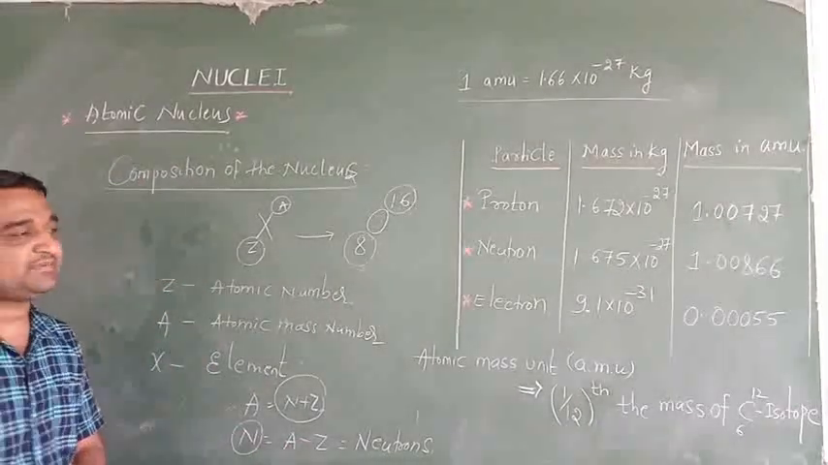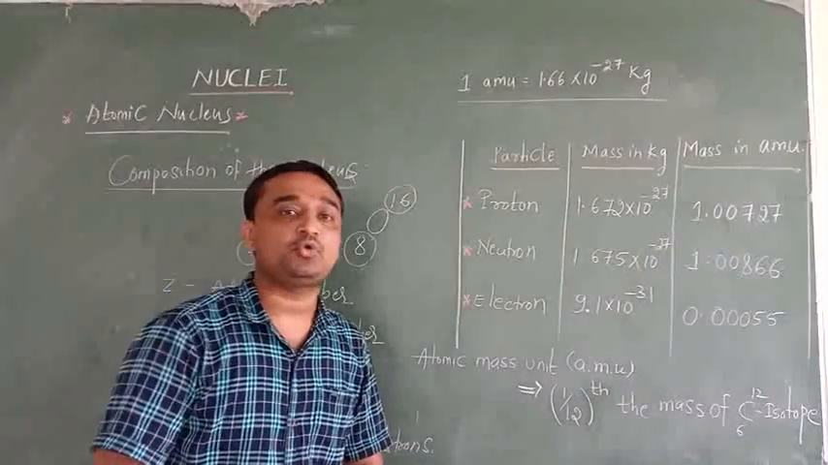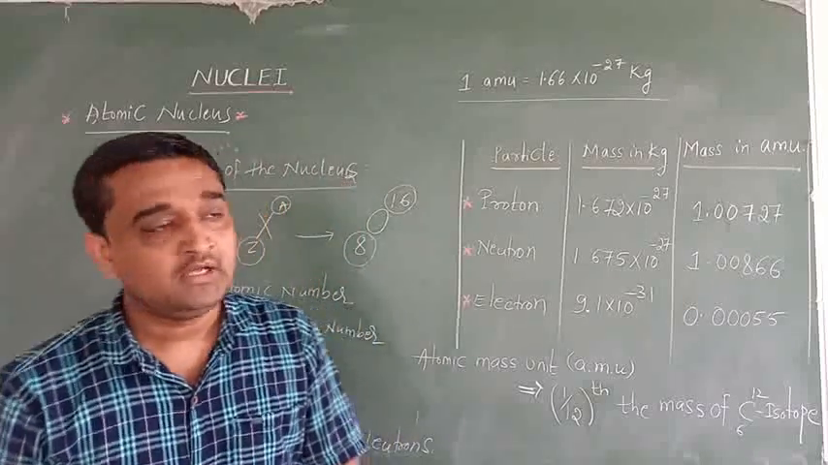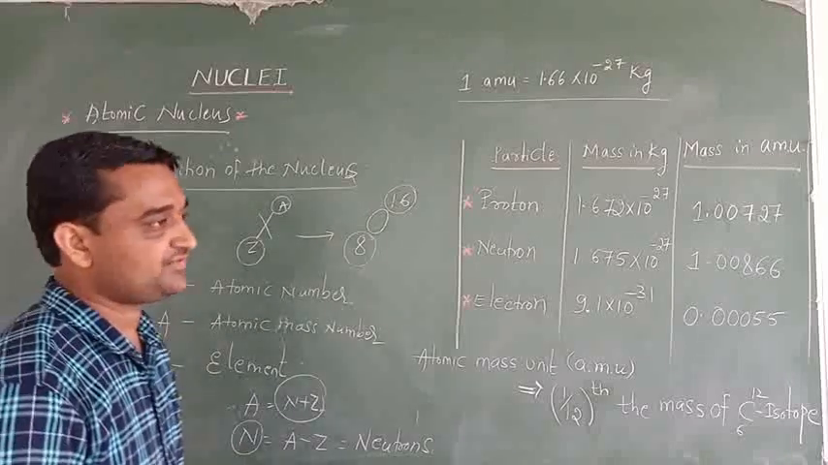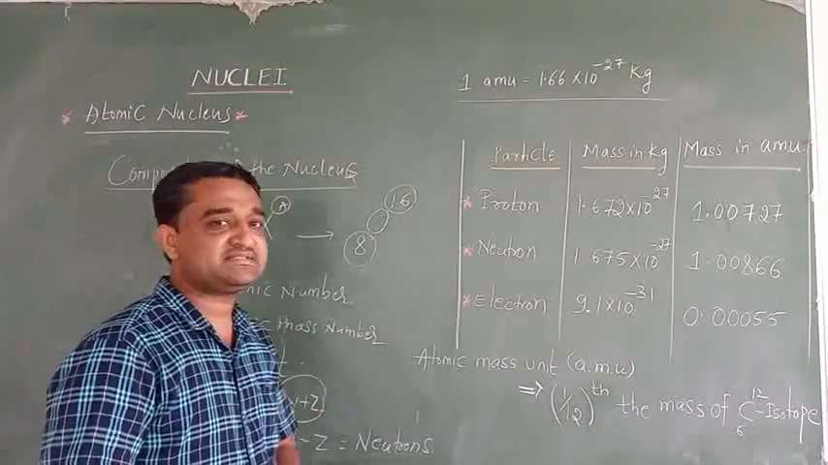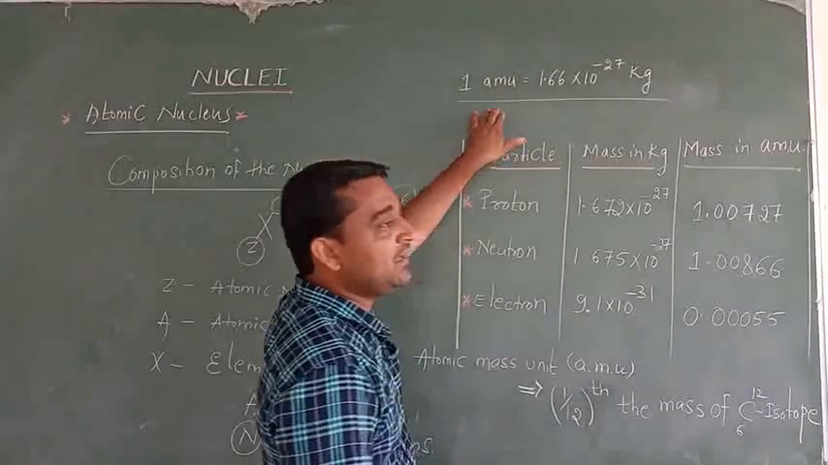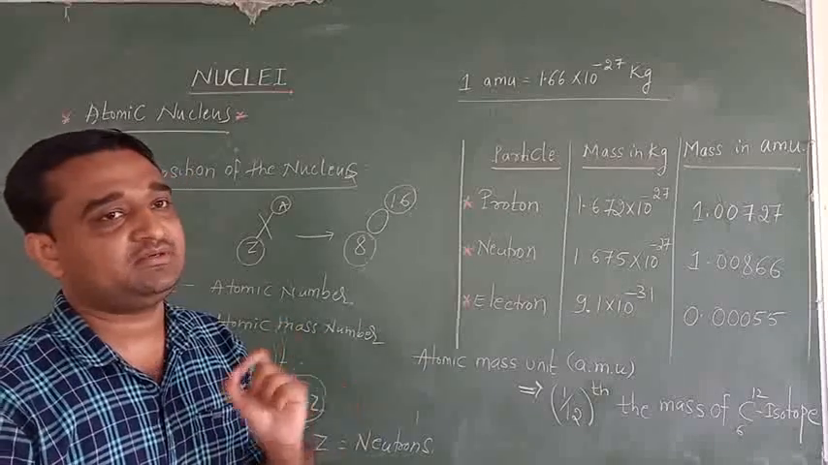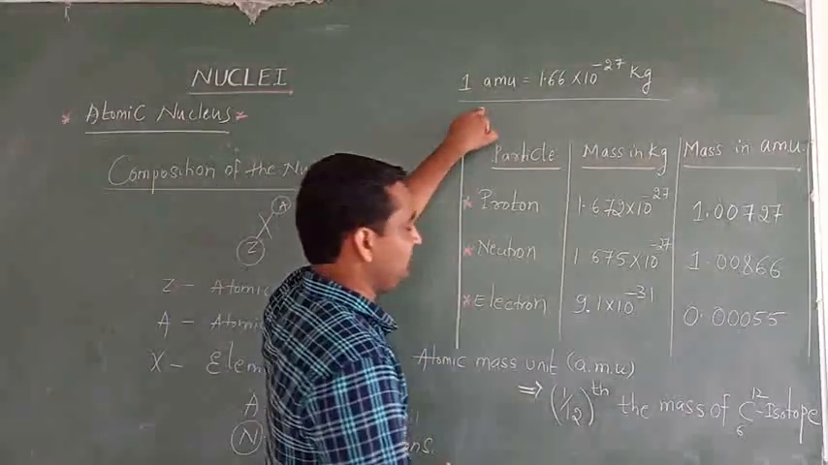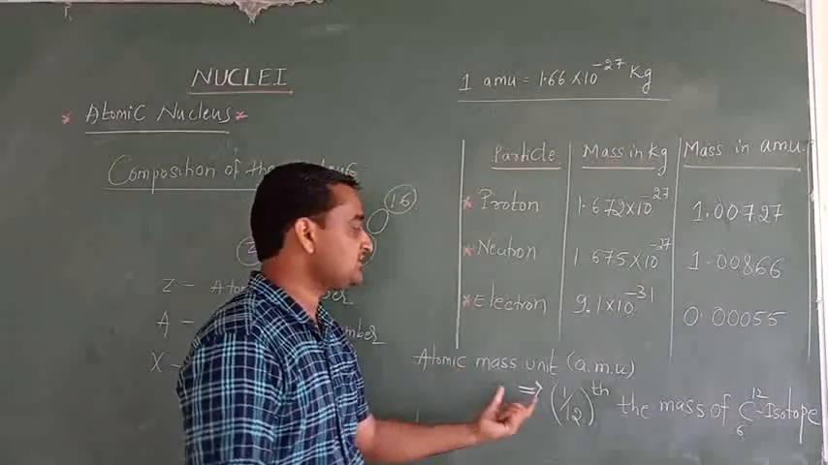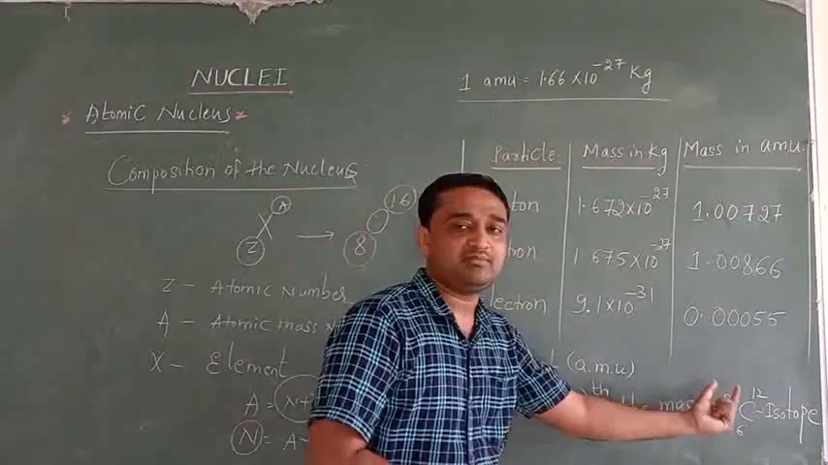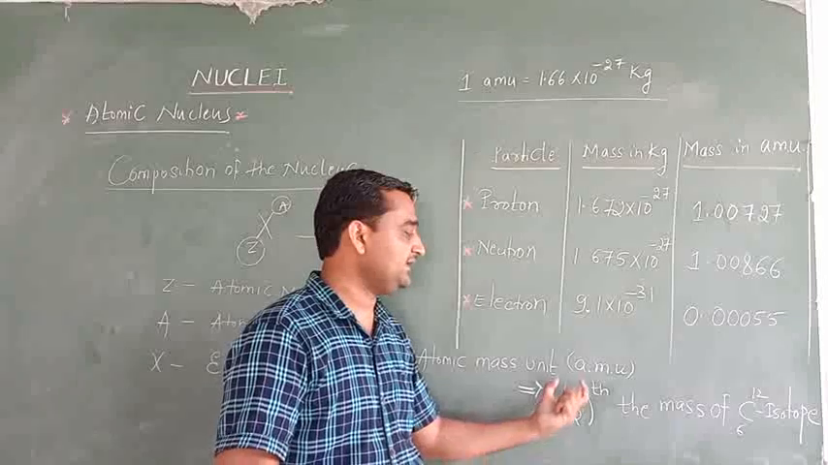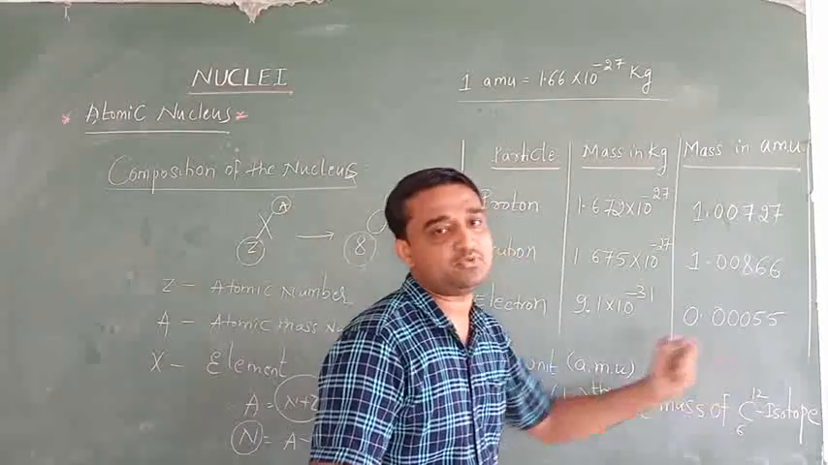Now coming to the representation of masses of these protons, neutrons and electrons. These are very light particles. The masses are very small, and in nuclear physics and atomic physics, these masses are represented in AMU, atomic mass unit, also called unified atomic mass unit. What is atomic mass unit? It is 1/12 of the mass of the carbon 12 isotope. 1 AMU is 1/12 of the mass of the C-6-12 isotope.